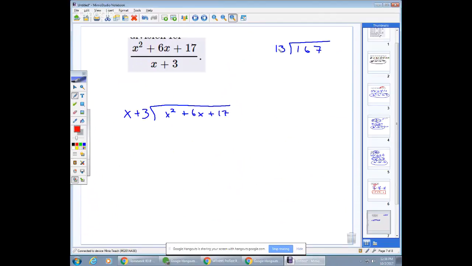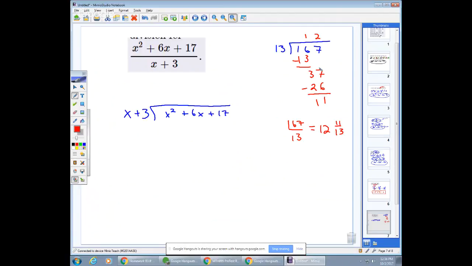If I was going to take 13 in here, I would say, well, there's 13 going into 1. Nope. There's 13 going into 16. Yep, it goes in once. 1 times 13 is 13. Subtract, bring down the remainder, try again. Does 13 go into 3? No, but it goes into 37. How many times? Let's see, twice, but not 3 times. 2 times 13 is 26. Subtract, and I get an 11, which is less than 13. So what I found is that 167 divided by 13 is equal to 12 and 11/13.